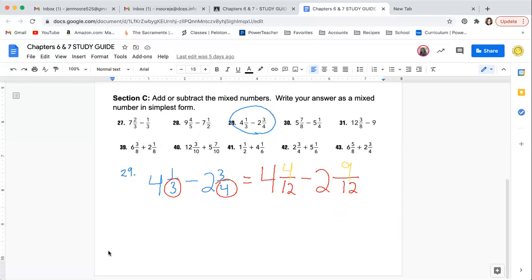Now I can subtract whole number from whole number, denominator from denominator, numerator from numerator on the fraction piece. So 4 minus 2 gets you 2. And then 4 minus 9, uh-oh. Now what? I can't do 4 minus 9. Anyone know how to do 4 minus 9? Uh-oh. We're going to have to do some regrouping. I told you it was coming.